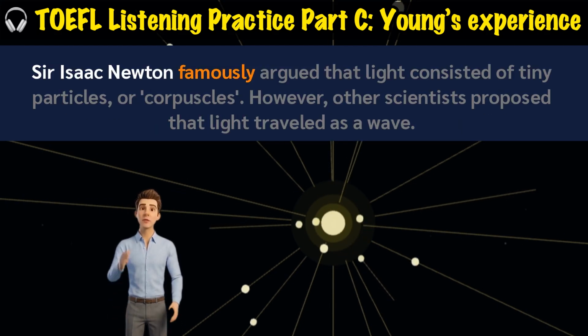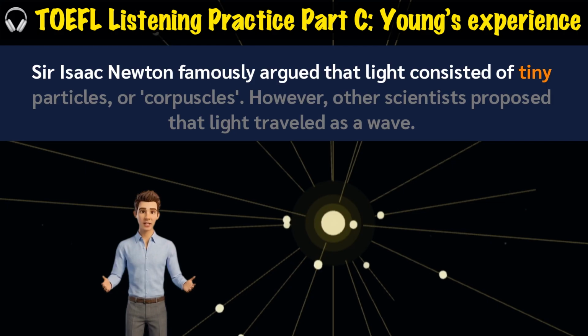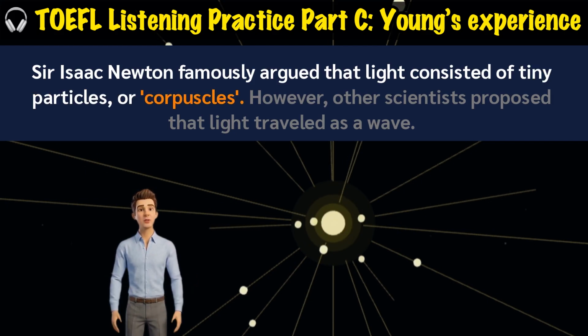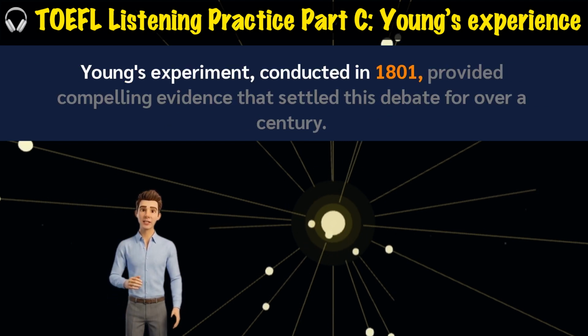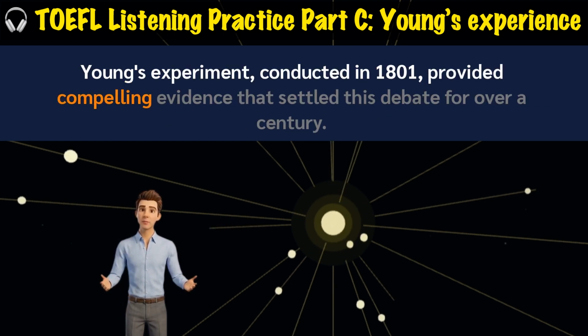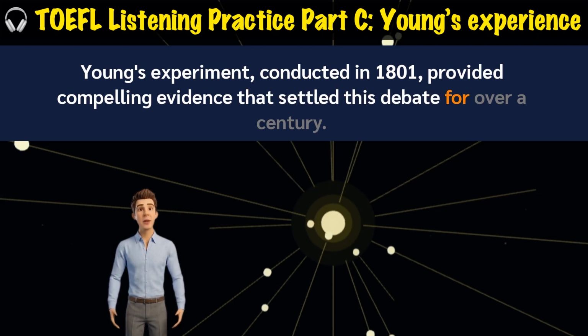Sir Isaac Newton famously argued that light consisted of tiny particles, or corpuscles. However, other scientists proposed that light traveled as a wave. Young's experiment, conducted in 1801, provided compelling evidence that settled this debate for over a century.